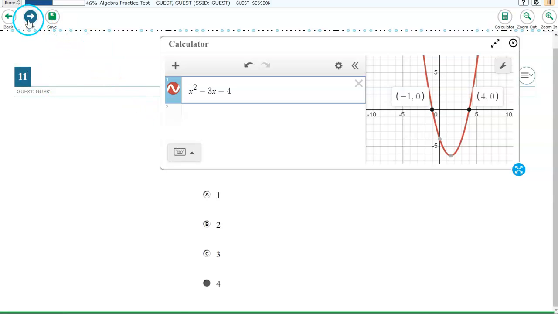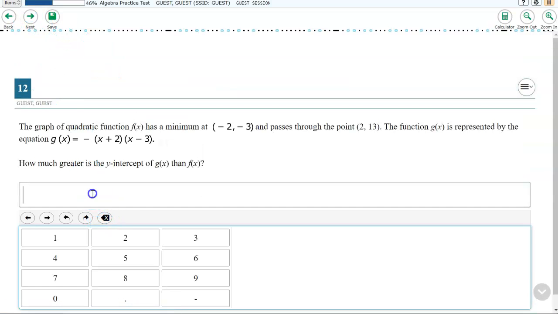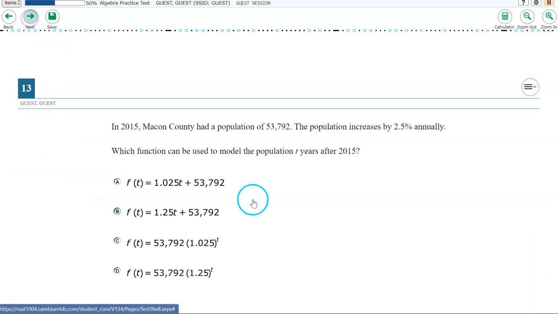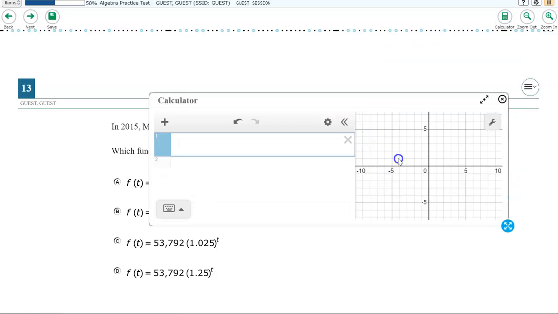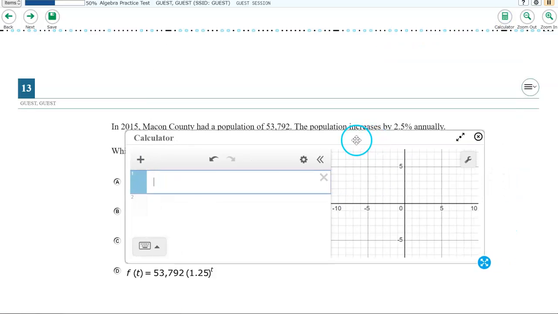And then 13 is the next one. So I'm just going to pick something here. I'll just put a number in there because I've got to put something to pass it. All right, this one I'm going to use a table to do. We're given functions and we're modeling a population. And so there's a few things you want to tell your kids here. The big one is don't type commas in your numbers in the calculator. It doesn't know what you're doing.